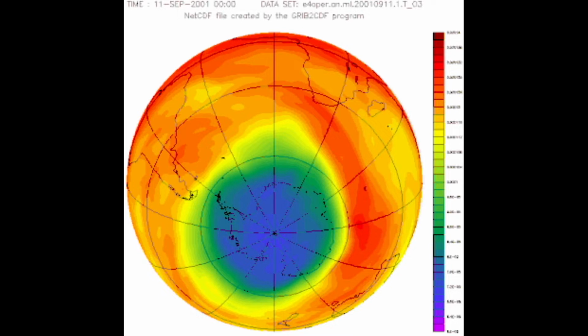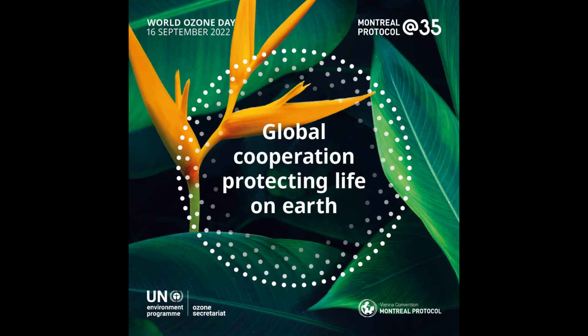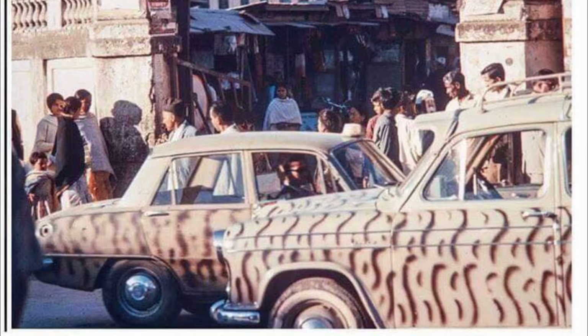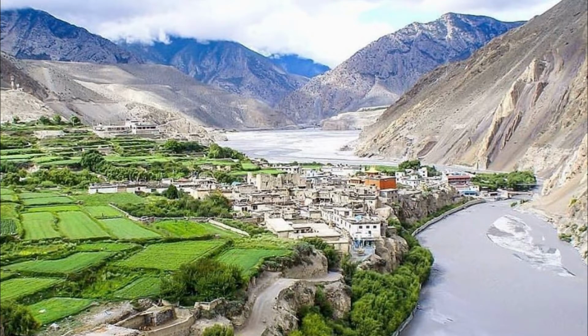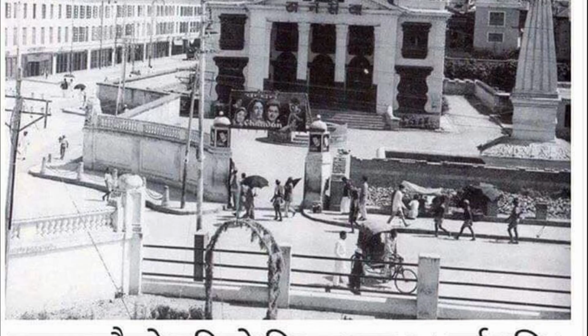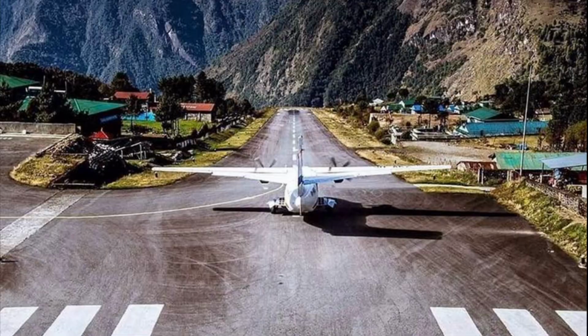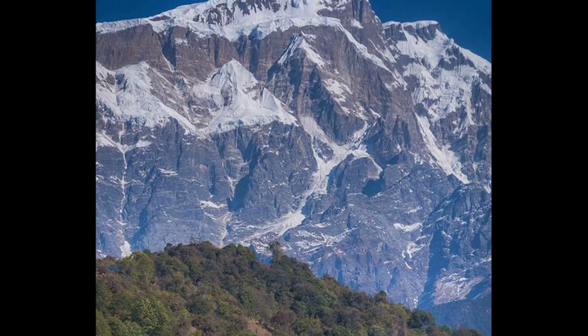Today is the day for preservation of the ozone layer. So this ozone is also part of the atmosphere. Where does it lie? Where is it found? It is found in the stratosphere, that is the second layer, and also partly in the troposphere, which is the first layer.